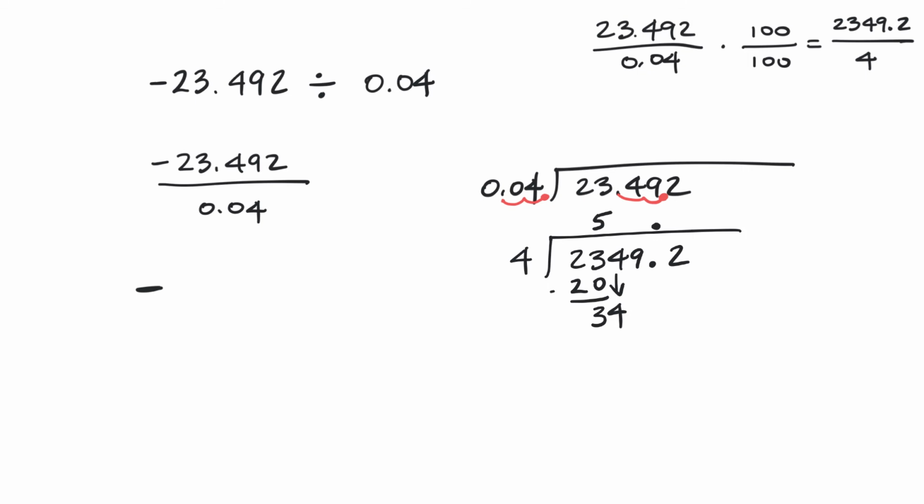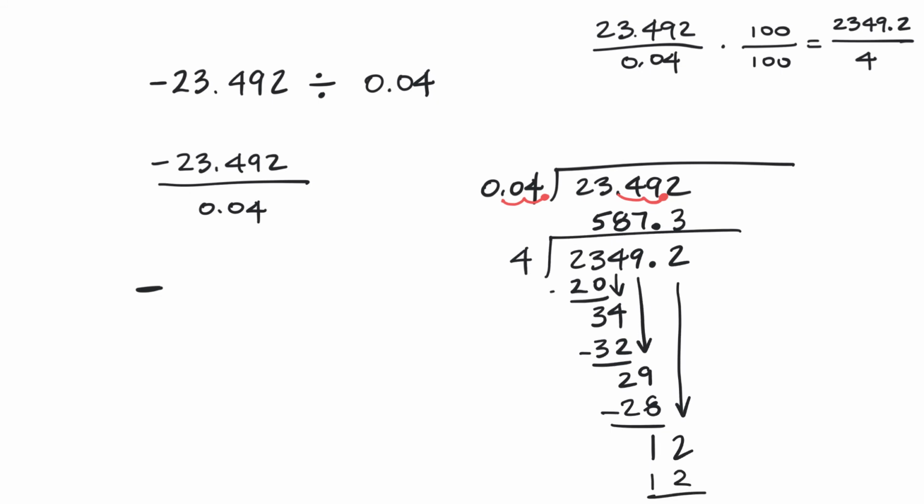4 goes into 34 7 times. Sorry, 8 times. Yikes. That would be 32. Bring this down. And then 4 into 29. That's 7. And then we get 28. Subtract that, we get 1. Bring down the 2. And 4 into 12 is 3 times, and that's going to go evenly. So 587.3, and I'm going to bring my answer that I get here back over here. So this is negative 587.3.